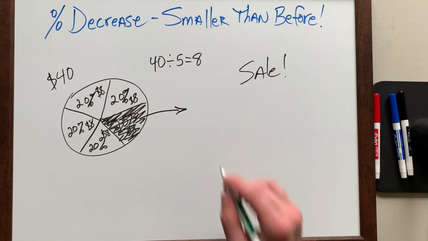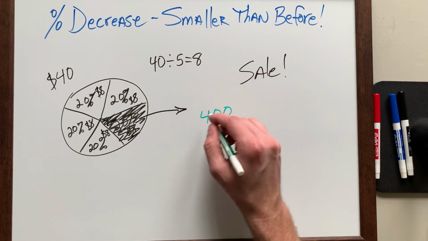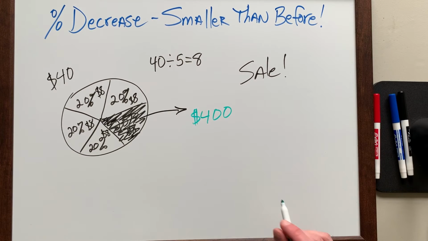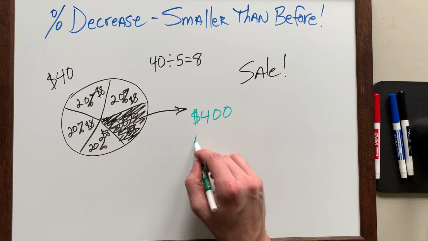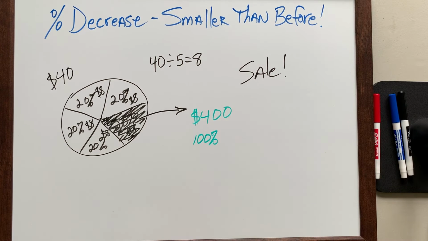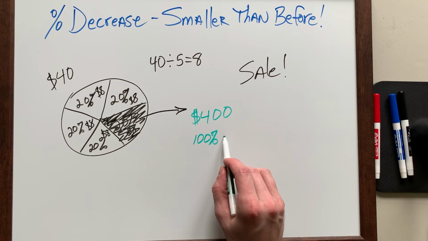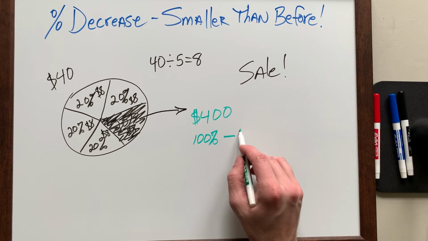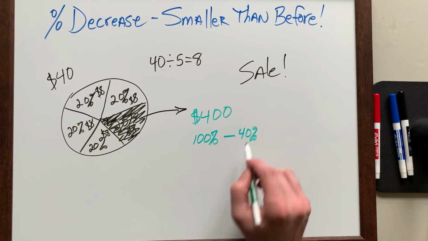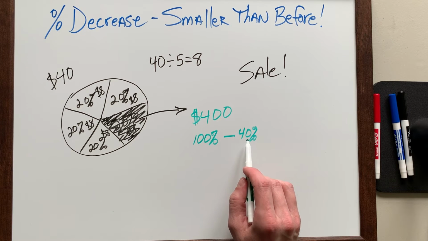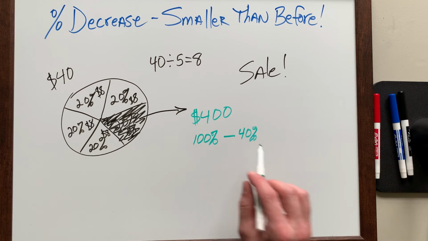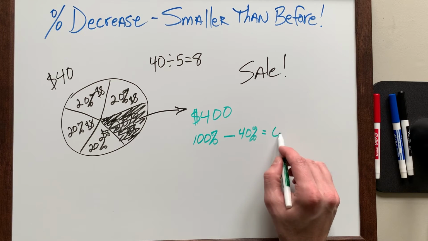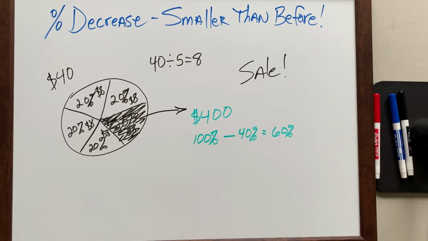There's another way to look at that same problem that might be more helpful. We're starting with $400. That is the 100% price that we started with. But now, because we have a percent decrease, we're going to subtract 40%. This is the sale or the discount or the decrease. So if I started with 100 and I subtract 40, what I'm really going to pay is 60%.